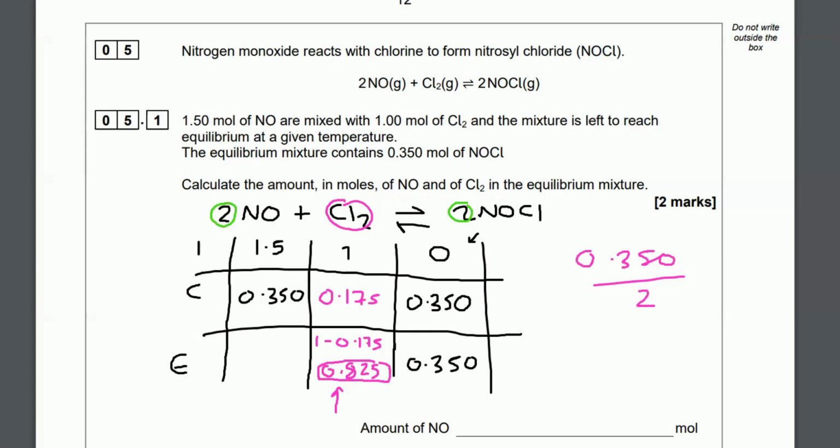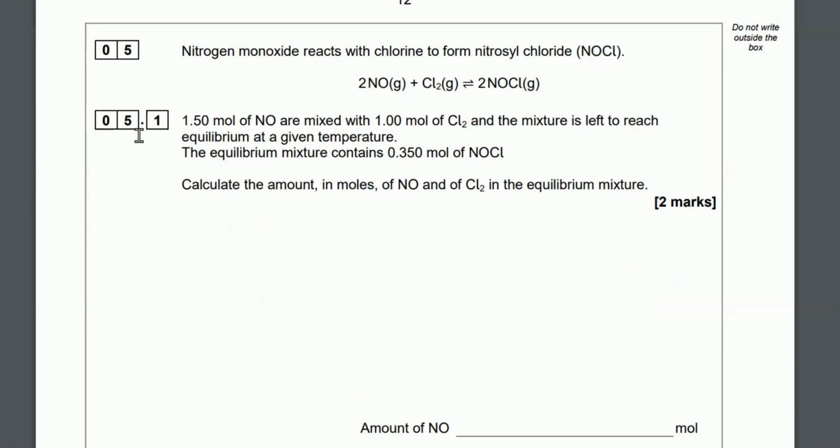Now we look at the nitrogen monoxide. We had 1.5 moles initially. We know the change was 0.35 because it was 1-to-1 with the nitrosyl chloride. So I do 1.5 minus 0.350, whack it in the calculator, and it gives me 1.15 moles. That was the moles at equilibrium of nitrogen monoxide. So that's the ICE technique.